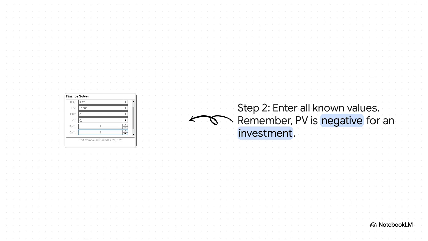N is the total number of periods, I% is the annual interest rate, PV is the present value, and hey, listen up, here's a crucial tip. When you're investing money, the PV should be negative. Why? Because it represents cash flowing out of your pocket.